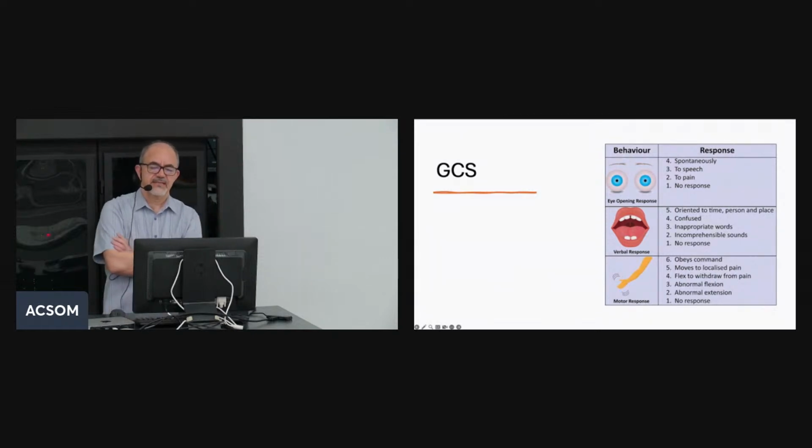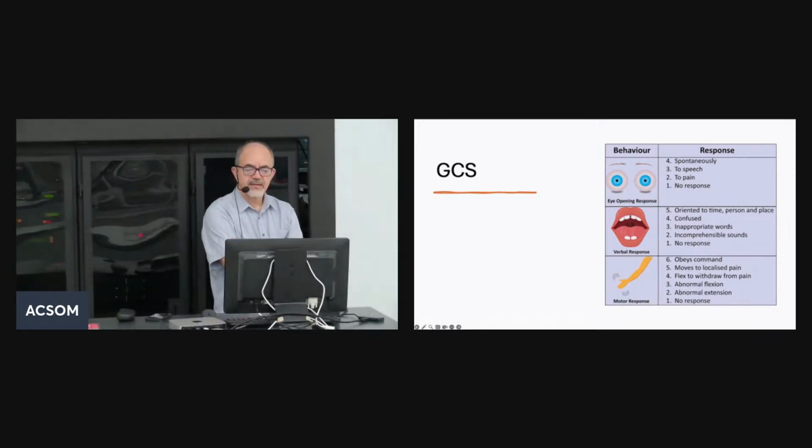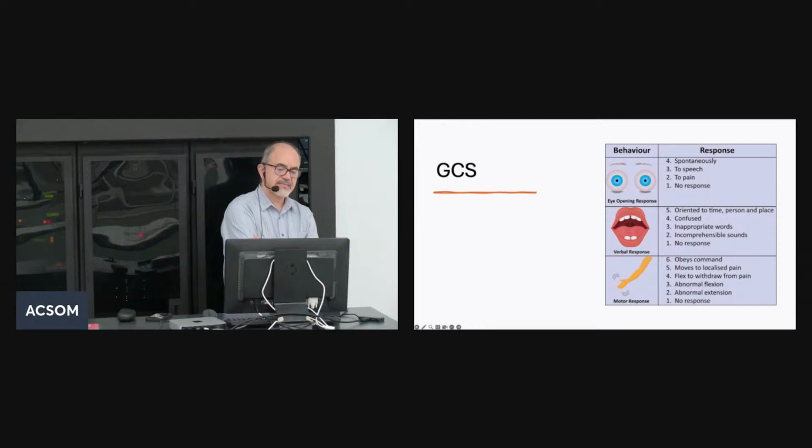Mumbling words gets a 3. Incomprehensible sounds gets 2, and no response gets 1. For motor response, obeys command 6, moves to localize pain 5, flexes or withdraws to pain 3, abnormal flexion gets 3, abnormal extension gets 2, and no response gets 1.